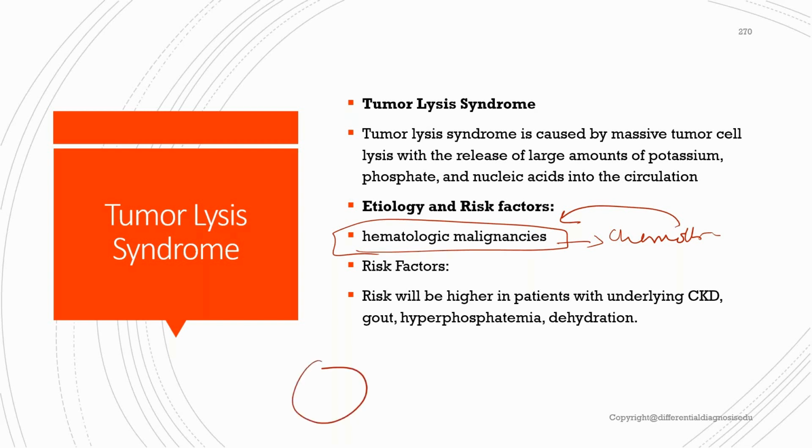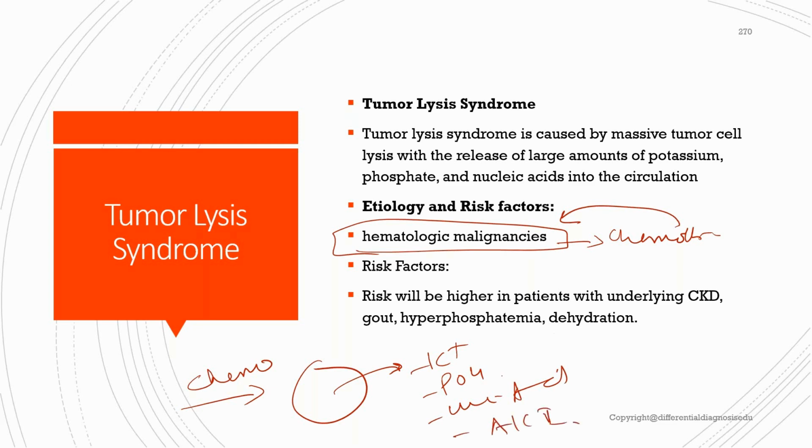So let's say this is a tumor. We started chemo. The tumor will break down, causing the release of potassium, phosphate, and uric acid. So that will result in electrolyte abnormality, which can cause AKI.